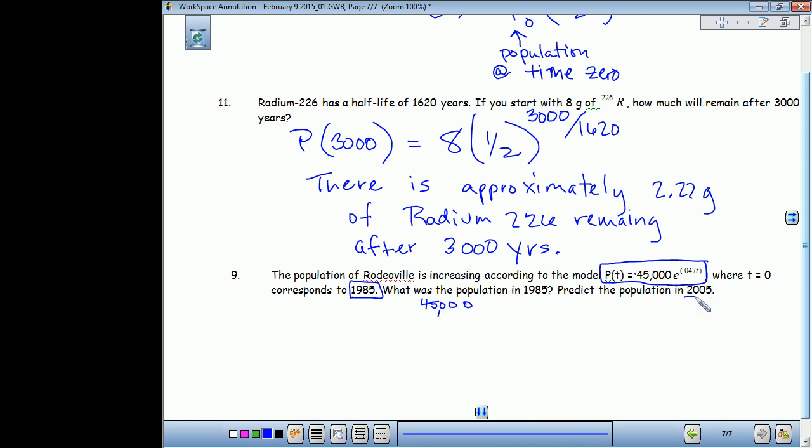Okay, predict the population in 2005. We're not going to do it, but what would we do? Just plug in. Plug in what? However many years it's been. How many years has it been? 20. So we would take the model that we were given, and because t represents the number of years since 1985, what we would plug in for t would be 20. And we just punch it in.